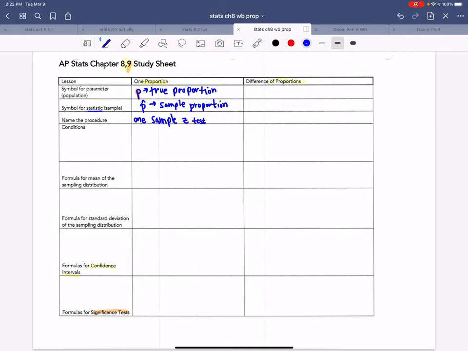And then in the previous chapter, we called it a one sample z-interval, right? So we're not changing a lot from the last test to this one. And again, I'm trying to make a connection between the two.